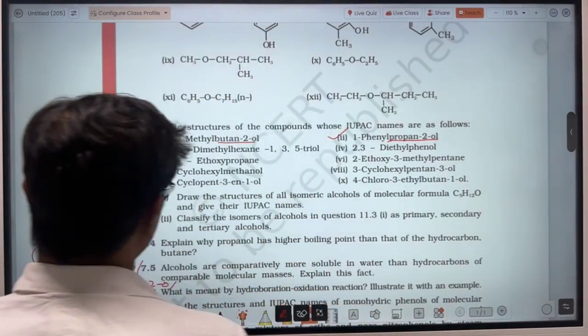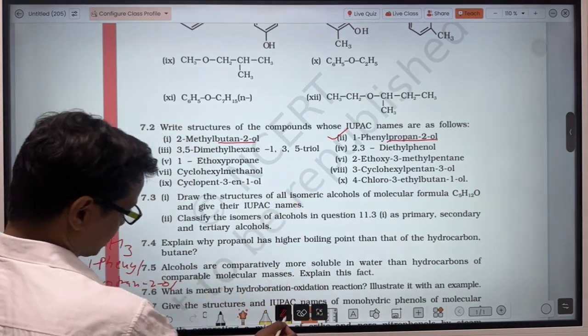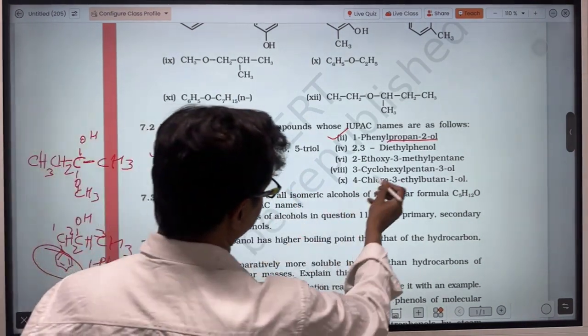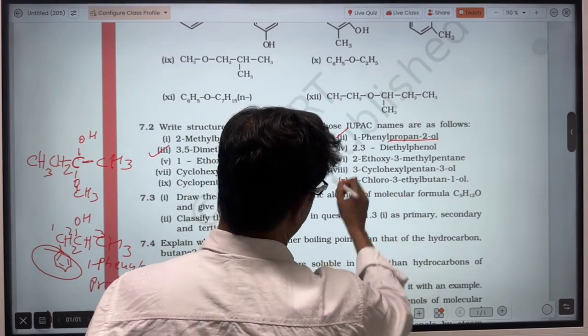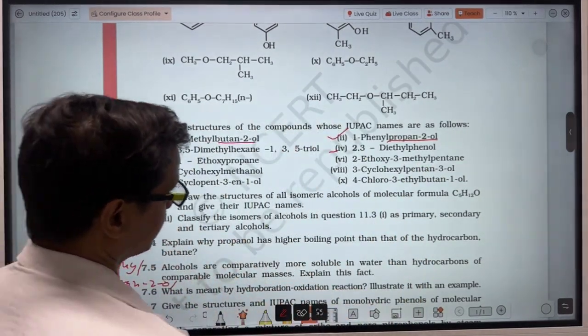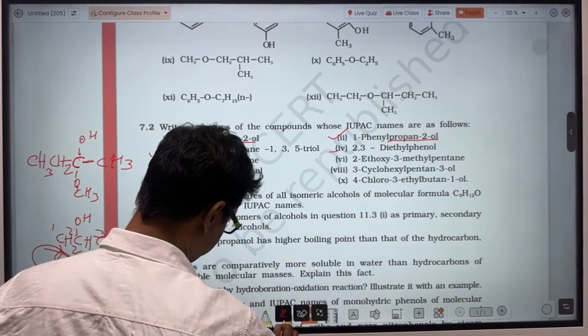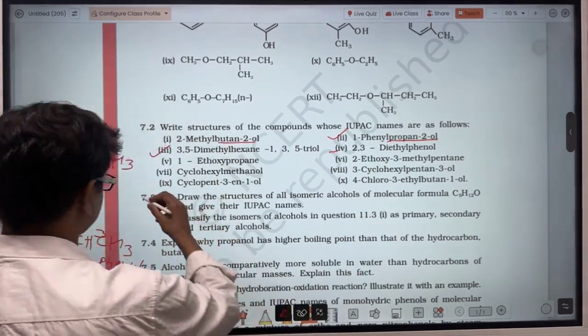Okay, now let's see the third question. Now you do this one question, it is very easy, so you do it by yourself. Okay, fourth question, let's see. 2,3-diethylphenol. Oh, this one is also easy. 2,3, so at the second position and third position there will be ethyl.